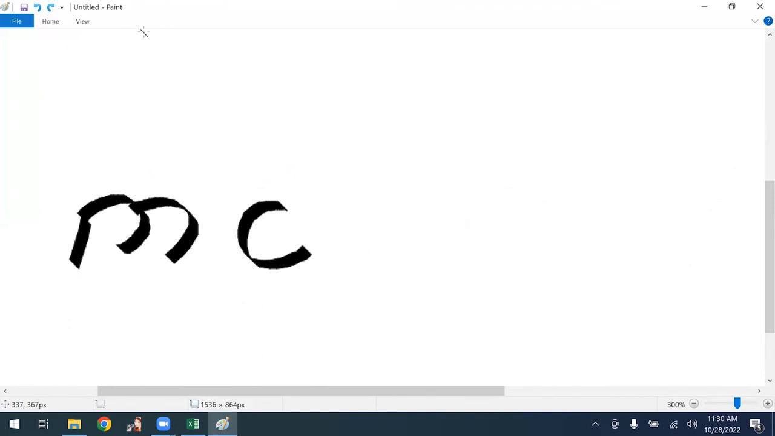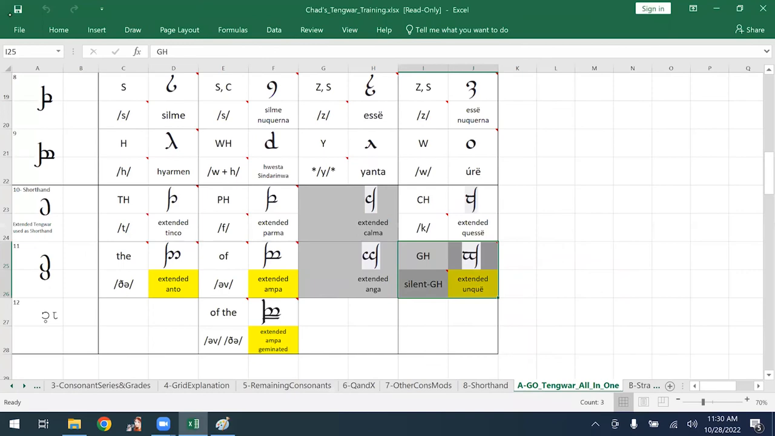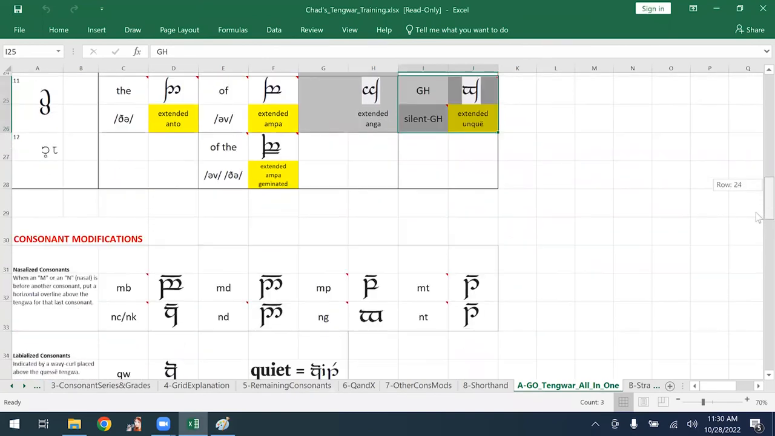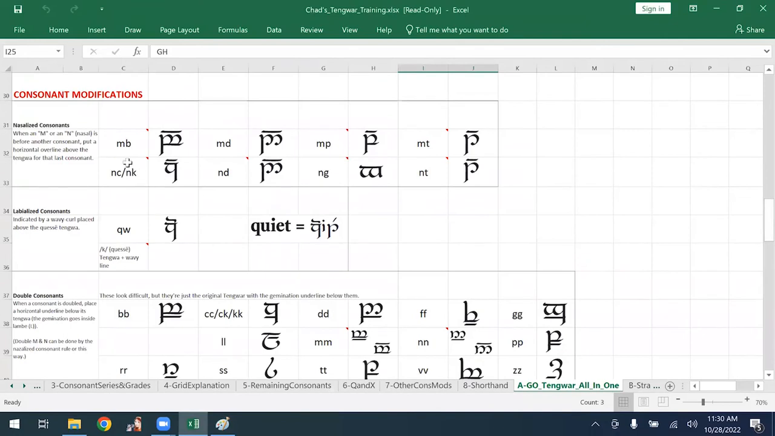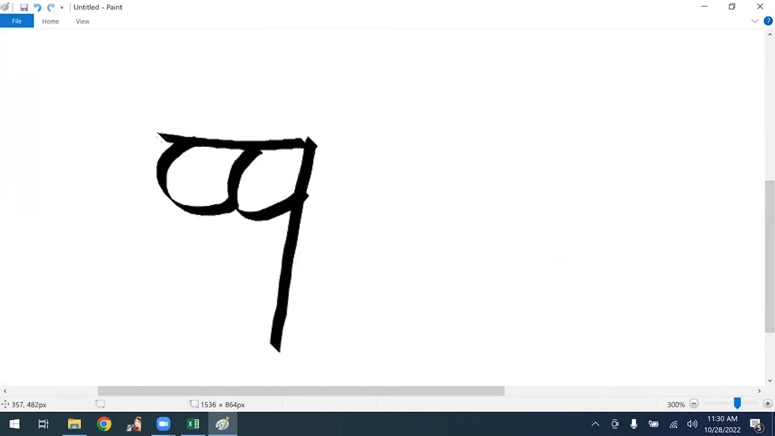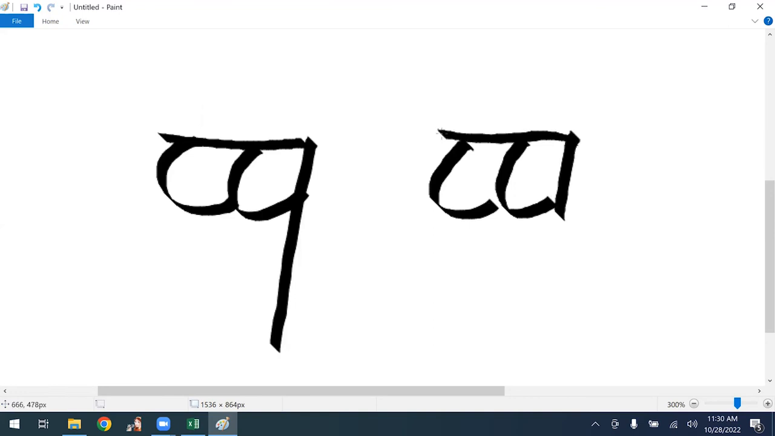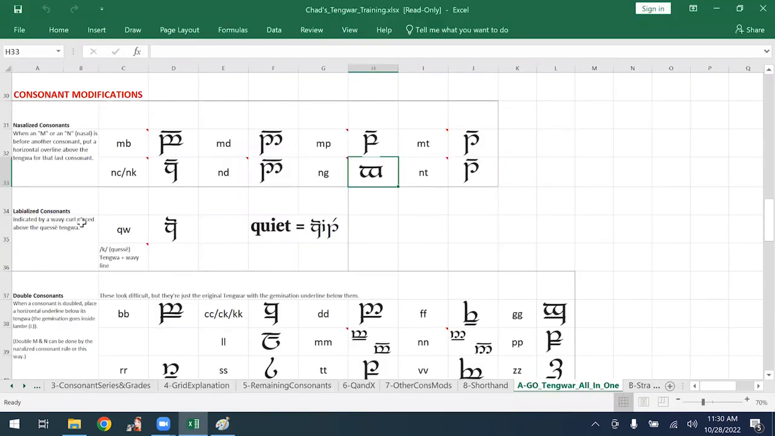So get all this stuff off the screen. Come back to here, and we are completely finished with that. Now we're going to scroll down some more, and you'll see where I started putting all those rules in there. Here's the nasalization, where you just stick the line over the consonant to show an M or an N. Now notice the NG is basically, you get rid of the G's stem, because the G has a stem like this. This is G, like that. And this is NG. That's ING.